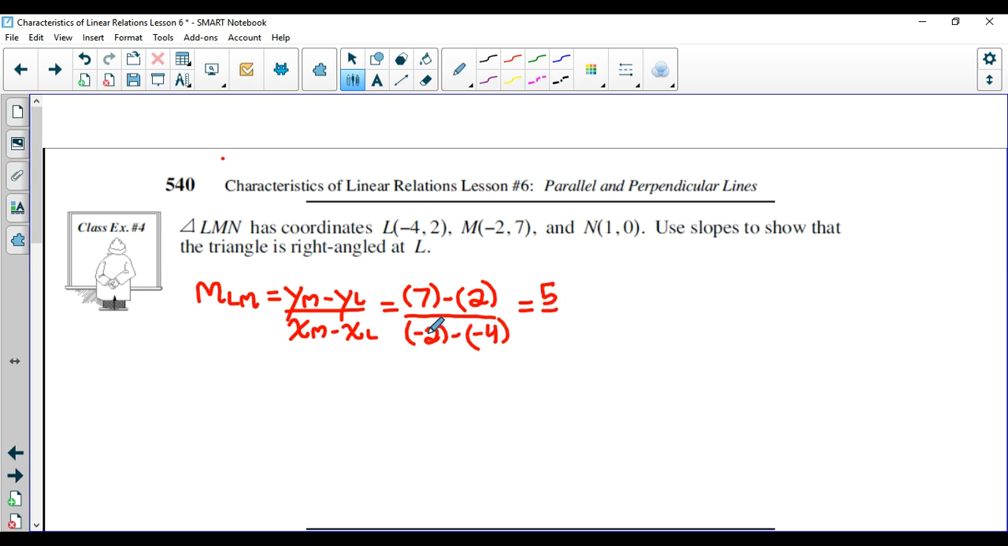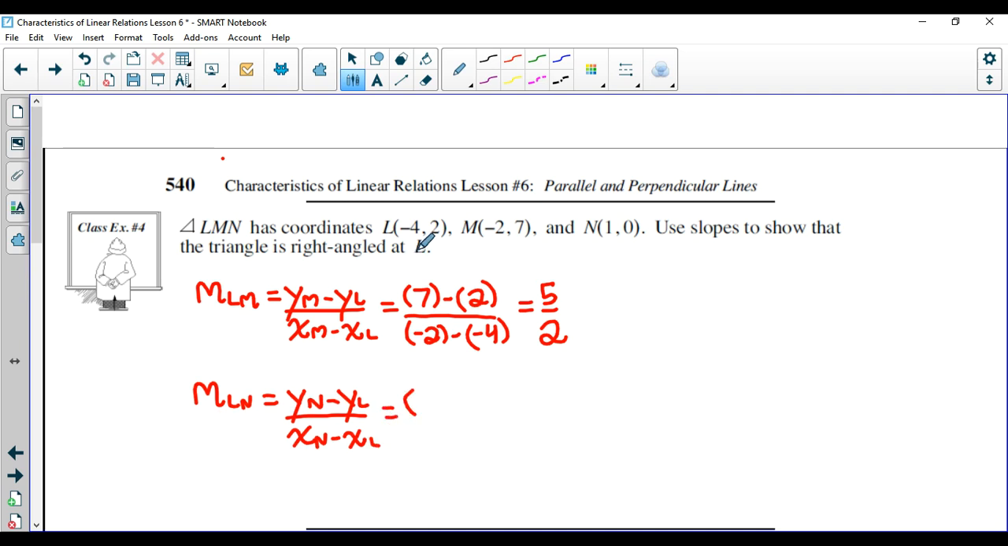-2 minus -4 would be -2 plus 4. So that would be 5/2. Okay, we're also going to figure out the slope of line segment LN. So that would be YN minus YL over XN minus XL.